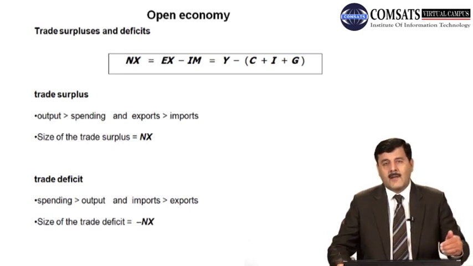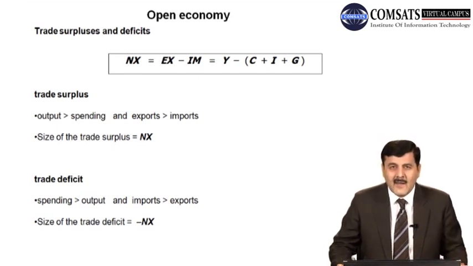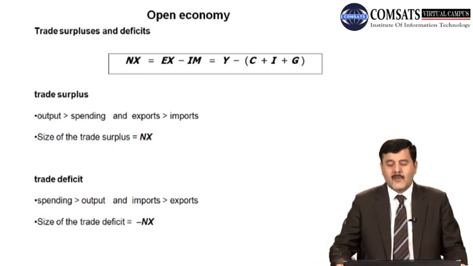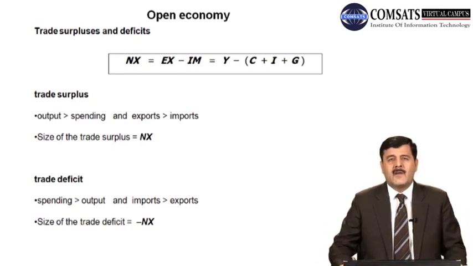So sometime the trade will go into deficit also, and that is the situation when NX is negative, or you can say the exports are less than the imports, or you can say that output of the economy is less than foreign spending on consumption, investment and government expenditure. So it depends, size of this trade deficit will be equal to minus NX, right? So difference between export and imports can be explained in terms of trade deficit and trade surplus.